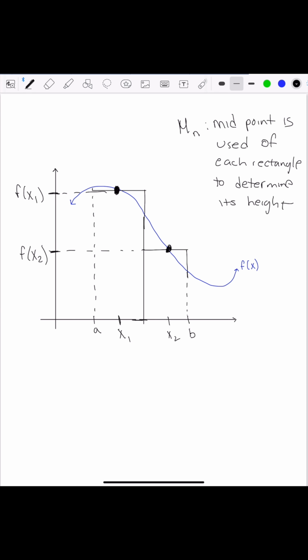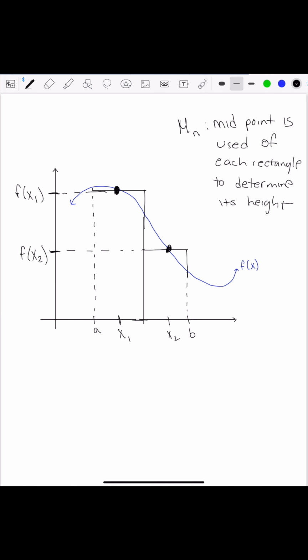We're going to use either the left points, the right points, or the midpoints. What's important is that if you use the left points, you use the left point for every rectangle. If you use the right point, you use the right point for every rectangle. If you use the midpoint, you use the midpoint for every rectangle. And that's to determine the height of each rectangle.